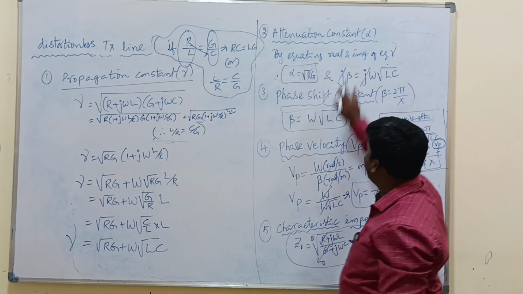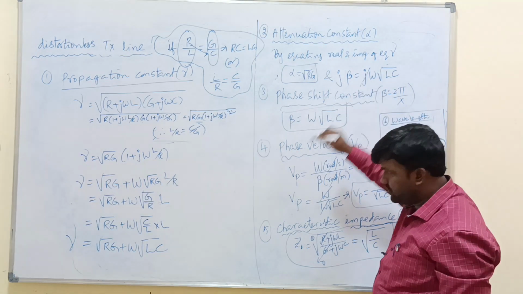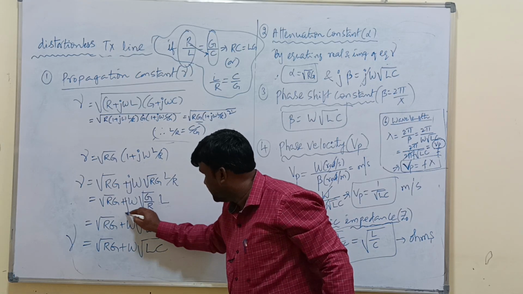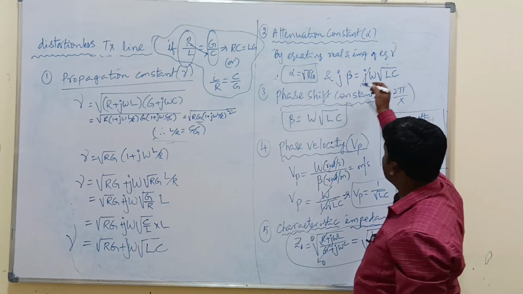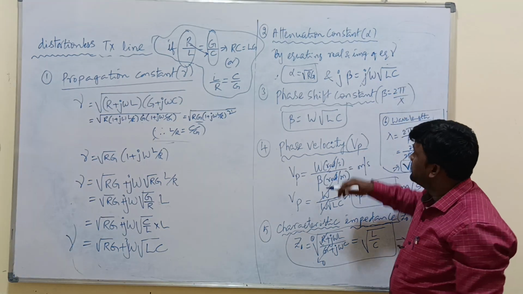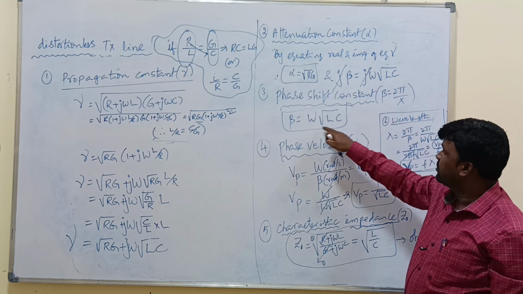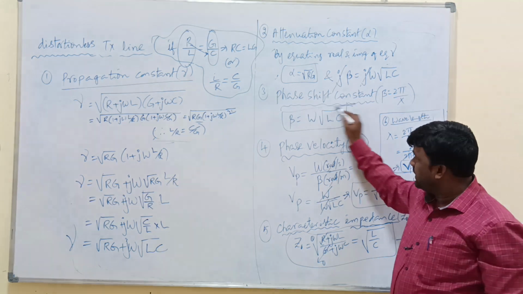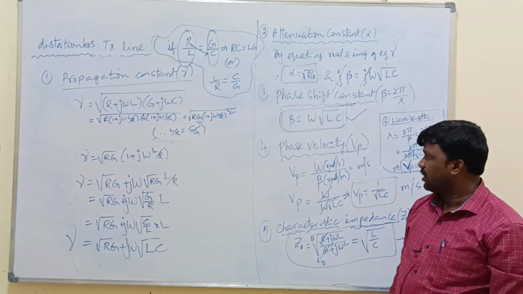We will get alpha, and imaginary, that is j beta, which is equal to, here also I forgot to write that imaginary term, j omega, j, here also j, I forgot to write j, sorry. Here j omega root LC. So the phase shift constant, this one cancels, beta equals omega root LC. As beta is the same for the lossless line, the remaining parameters are also the same. Now we will see one by one.